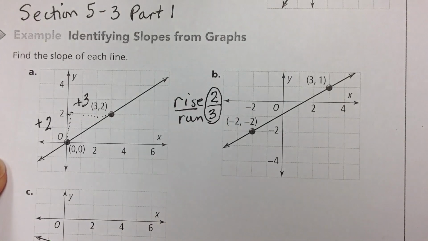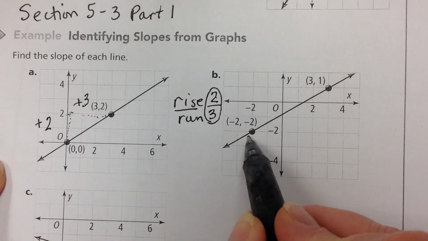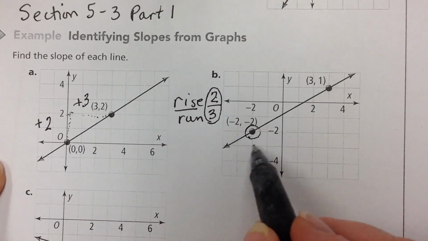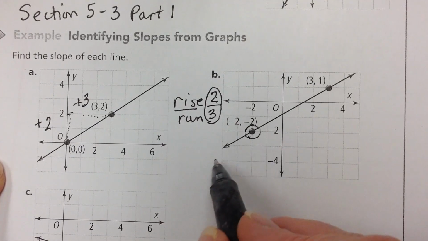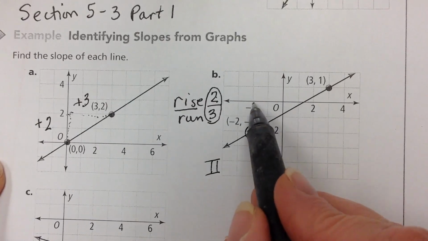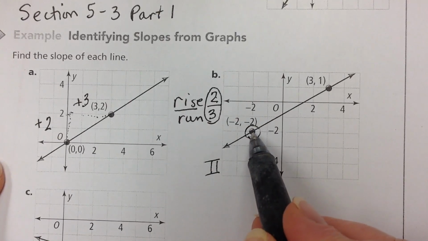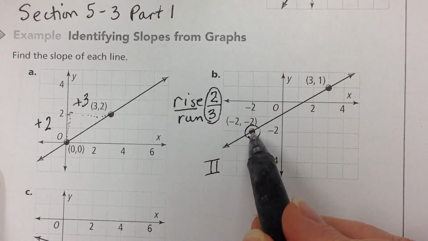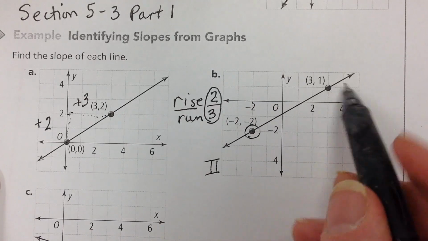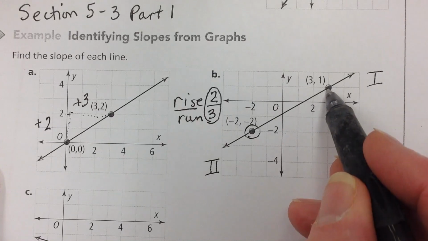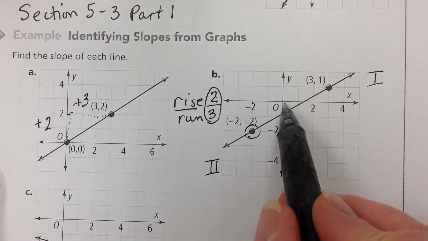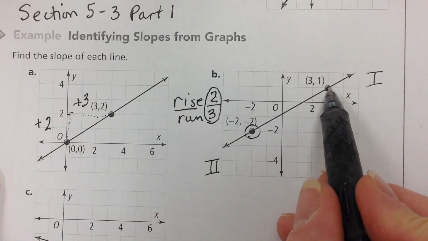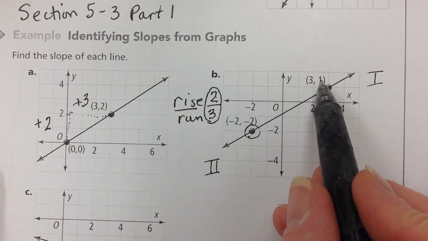Next, look at B part. I'm going to look at the point (-2, -2). We're in quadrant 3 here. Remember, in this quadrant, your x is negative and your y is negative. So to the left, negative 2, down, negative 2. Let's look at this point in the first quadrant. To be in the first quadrant, they're both positive. I went to the right 1, 2, 3, and up 1. So the name of this point is (3, 1).